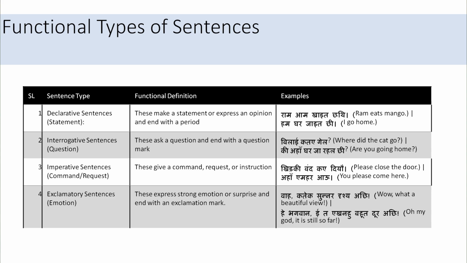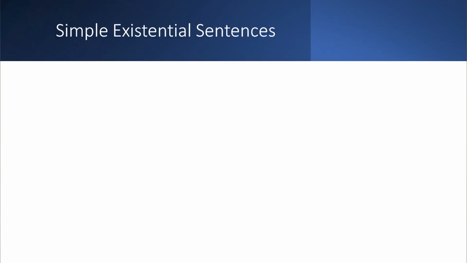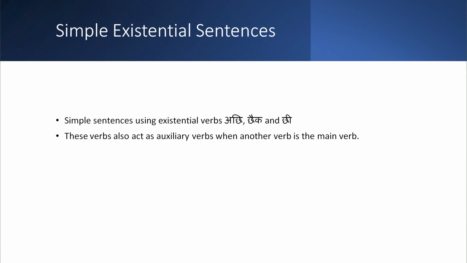So, these are the 4 functional types of sentences. Now, let us go to simple existential sentences. What are they? In Maithili, simple sentences usually start with existential verbs, which are mainly achi, chaik and chi. These verbs also act as auxiliary verbs when another verb is the main verb.